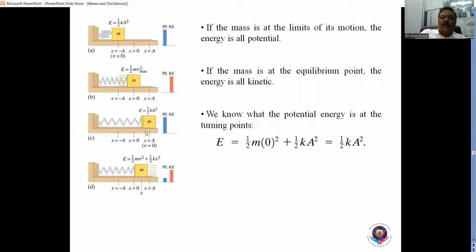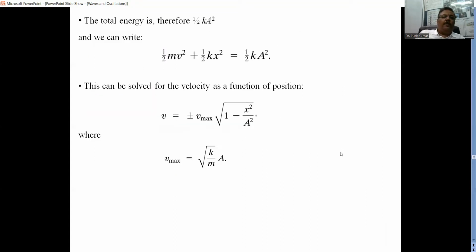At the end points, the kinetic energy is zero, because if we pull this and hold it, at that instant it is at rest. So the kinetic energy will be zero, and all the energy will be potential. Similarly, at the other end, when it comes to rest, it changes its direction. At the instant of maximum displacement, it is at rest for a moment, and the energy will be only potential.